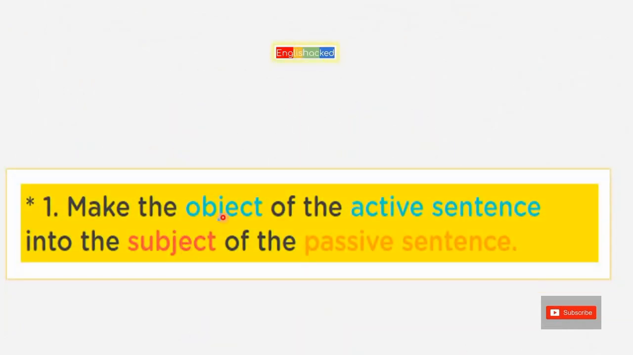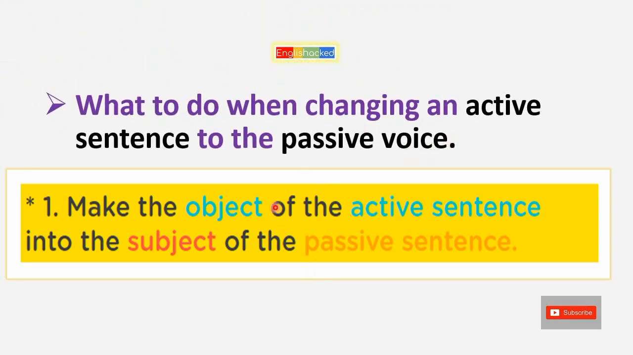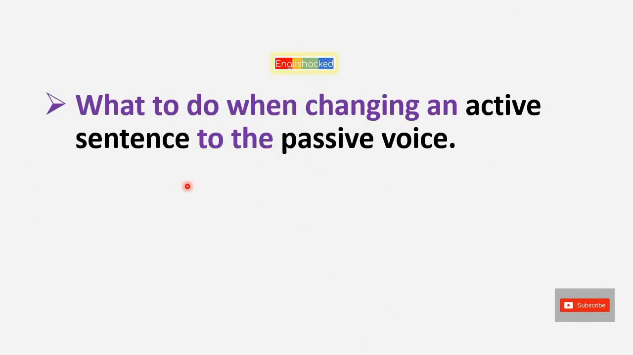What else do you do? Look, this is the thing you first do. This is the secret number 1. Make the object of the active sentence the subject of the passive sentence. That is secret number 1 in the passive voice. Okay? Don't forget that.